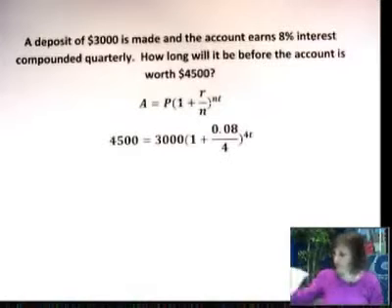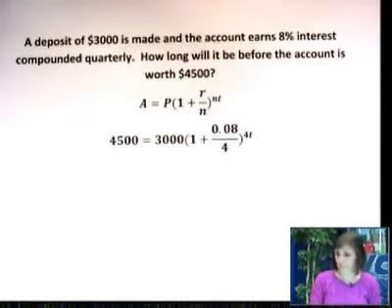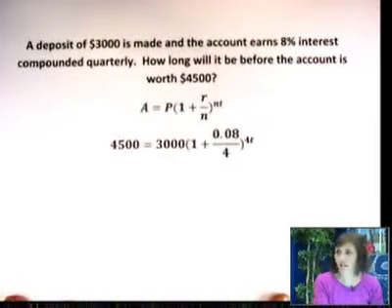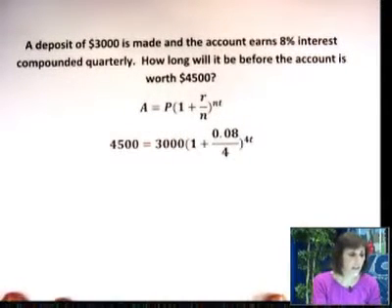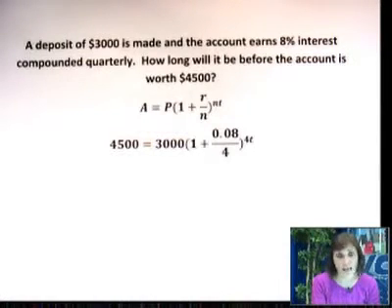Now, let's do another problem. A deposit of, this is a little harder. A deposit of $3,000 is made and the account earns 8% interest compounded quarterly. Again, quarterly, n equals 4. How long will it be before the account is worth $4,500?